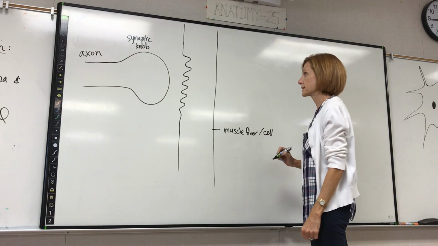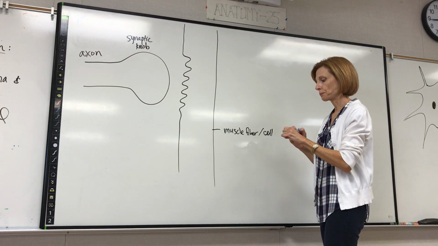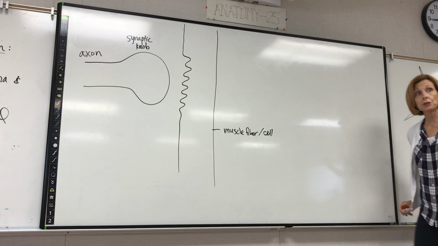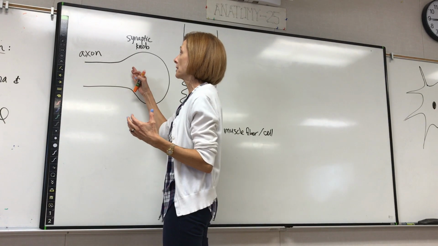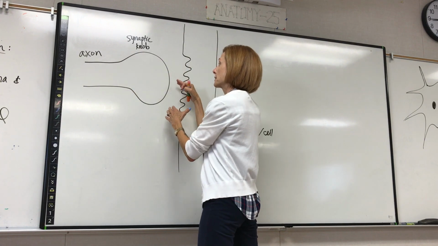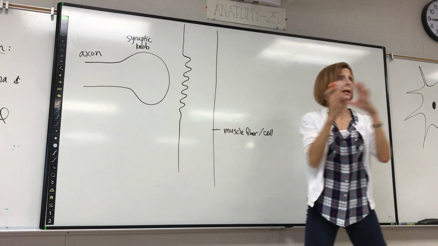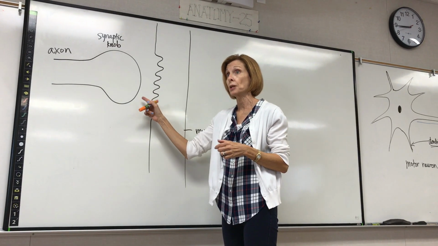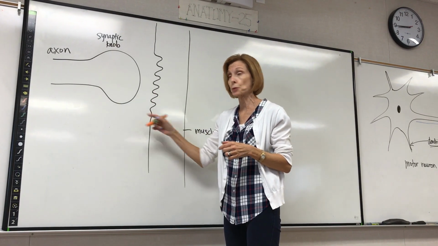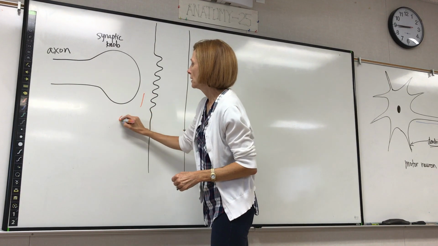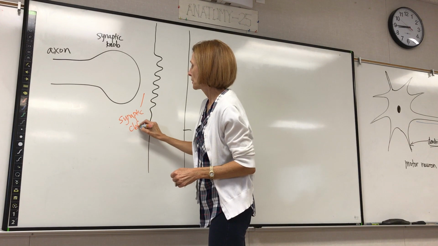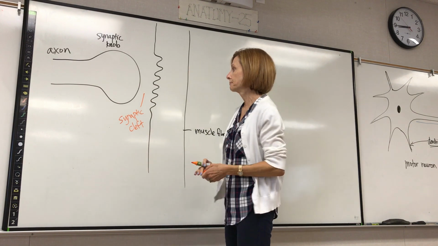Yes, this is one muscle cell. Okay, so we said that the action potential, the electrical current, travels down the axon. When it gets to the end, it can't be automatically transmitted to the muscle fiber because notice they do not actually touch. There is a microscopic gap between them, and it is called the synaptic cleft. Okay, a cleft is a space.